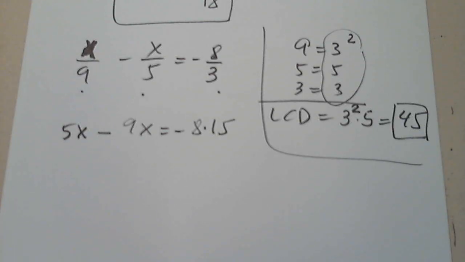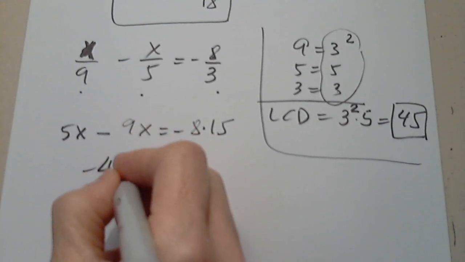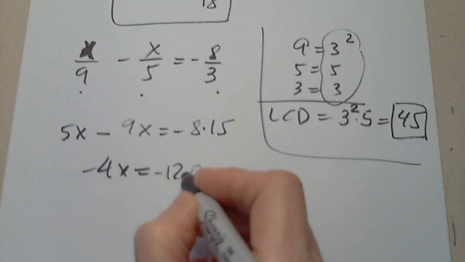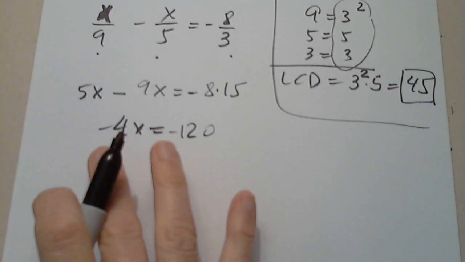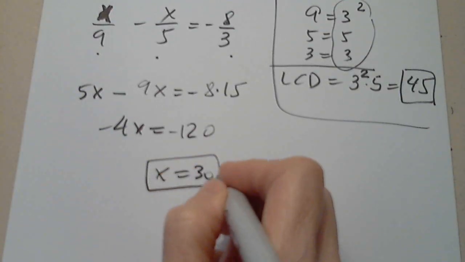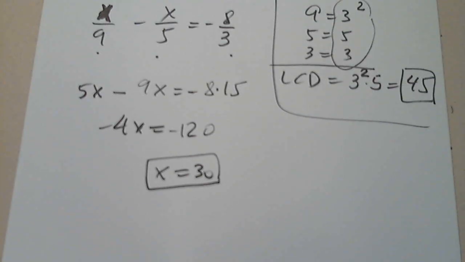Okay, so let's continue. I combine like terms. Negative 4x equals negative 120. I divide both sides by negative 4. And I get positive 30.